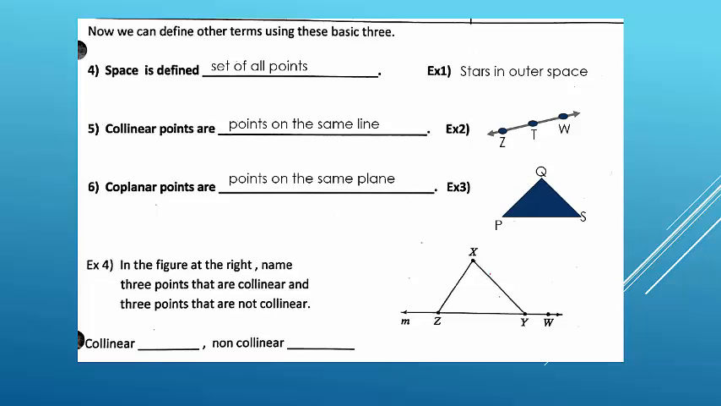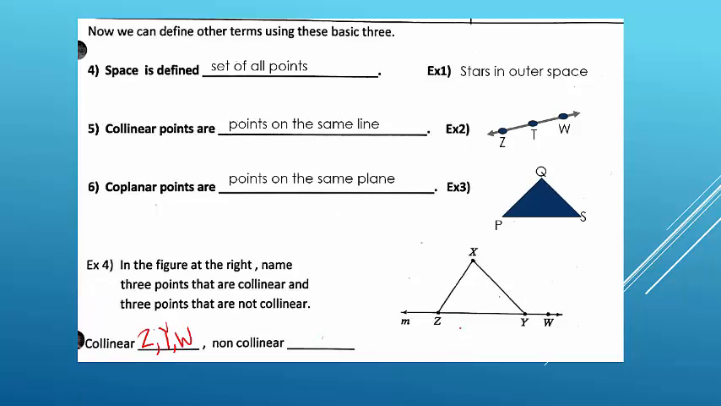So if you look at the figure on the right, we have line M with the points Z, Y, and W on it. So we would say that Z, Y, and W are the collinear points because they're all on line M. If you had to pick 3 non-collinear points, as long as in your group of 3, one of them's not on the same line, you're good.